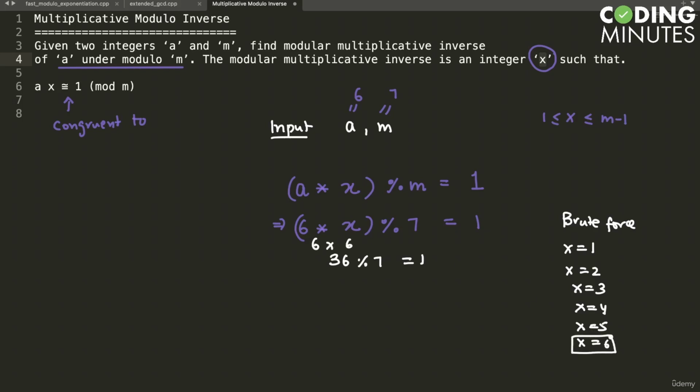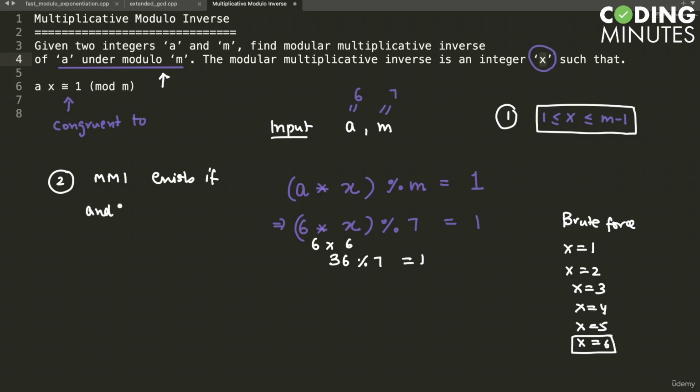So we can say 6 is the multiplicative modulo inverse of 6 under modulo 7. Okay, so that is another condition. And there are two things that you should remember. First, the value of the multiplicative modulo inverse should lie in this range, and this multiplicative modulo inverse, MMI as I'm calling it in short, exists if and only if a and m are relatively prime.